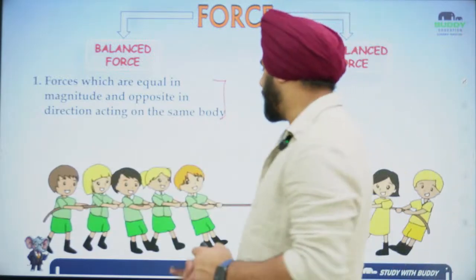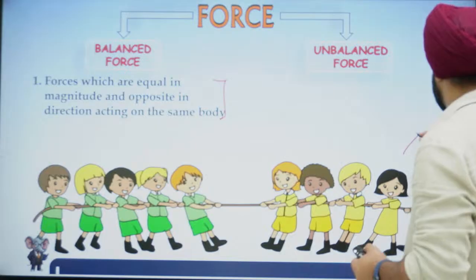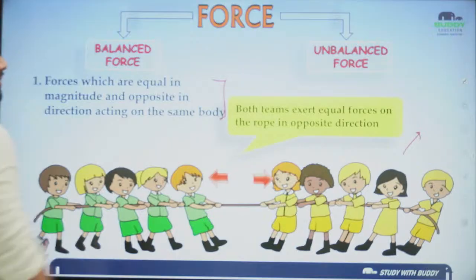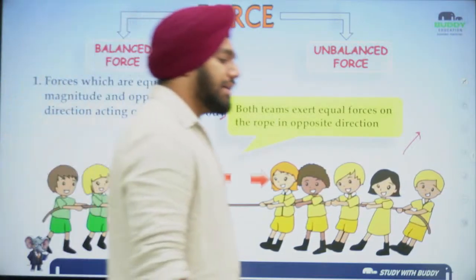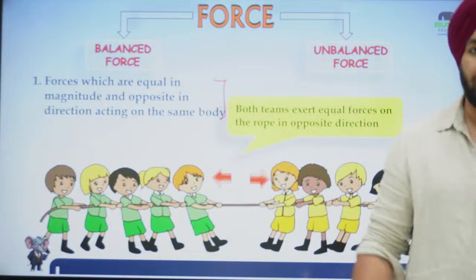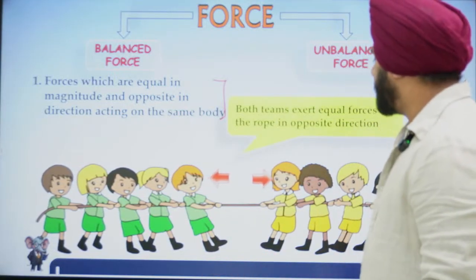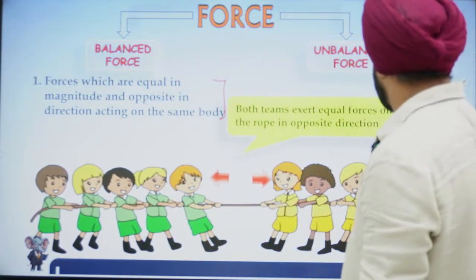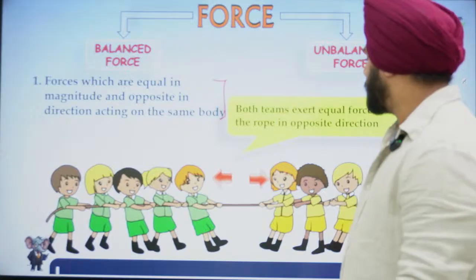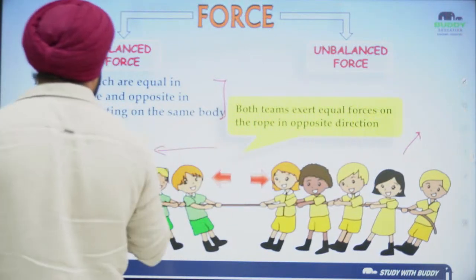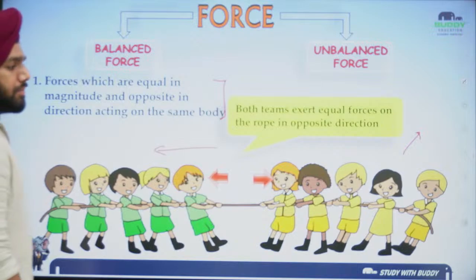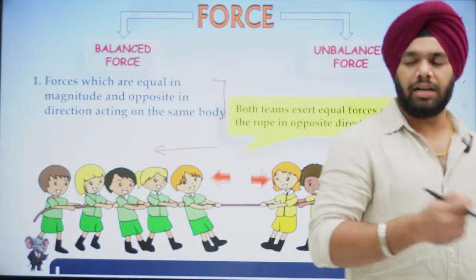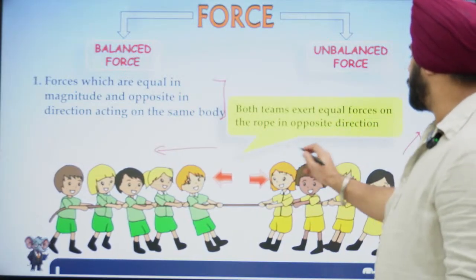Suppose, let me take an example. This is the game we used to play in our school, tug of war. You can see different students participating in this game, and they are trying to win. The students in green are trying to pull the others, right? So they are exerting force in this direction, and the team in yellow are trying to pull the team in green. So they are exerting the force in this direction.